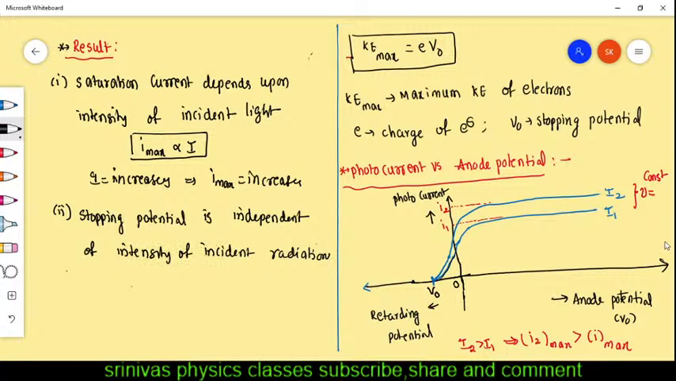This is about the effect of anode potential on photocurrent. Two points we discussed. The first one is the effect of intensity on photocurrent. The second one is the effect of anode potential on photocurrent. Next, the third point is the effect of frequency on photocurrent. That is what we have to discuss.